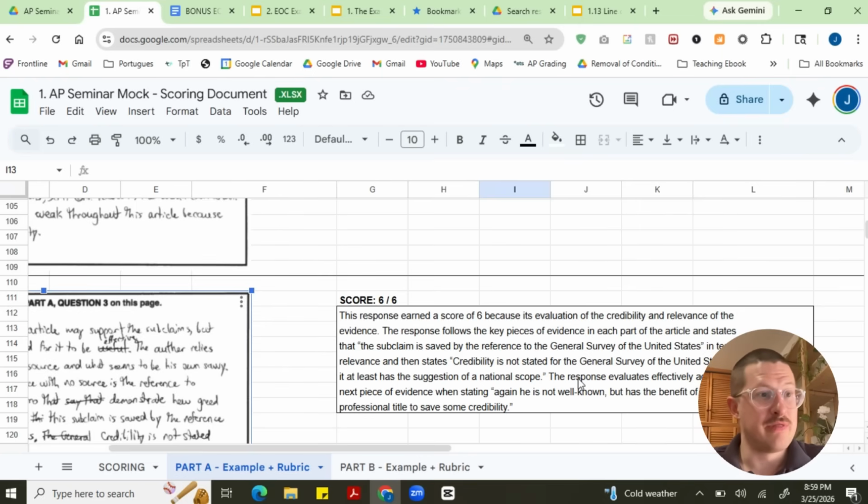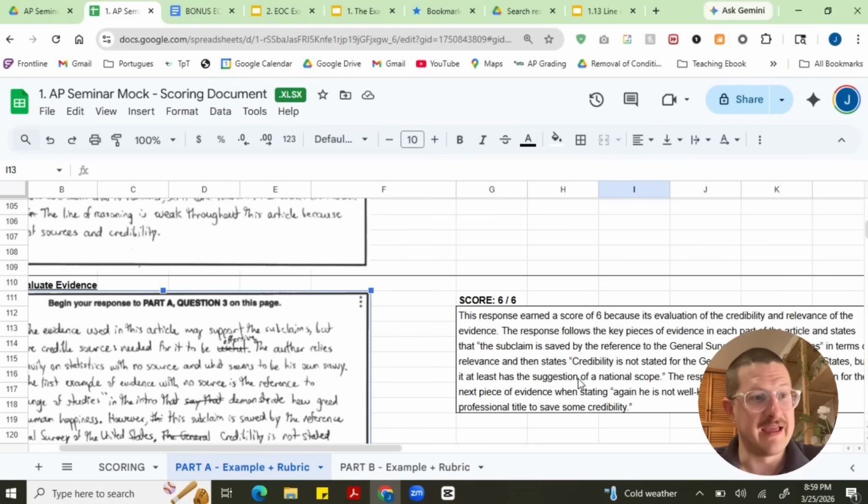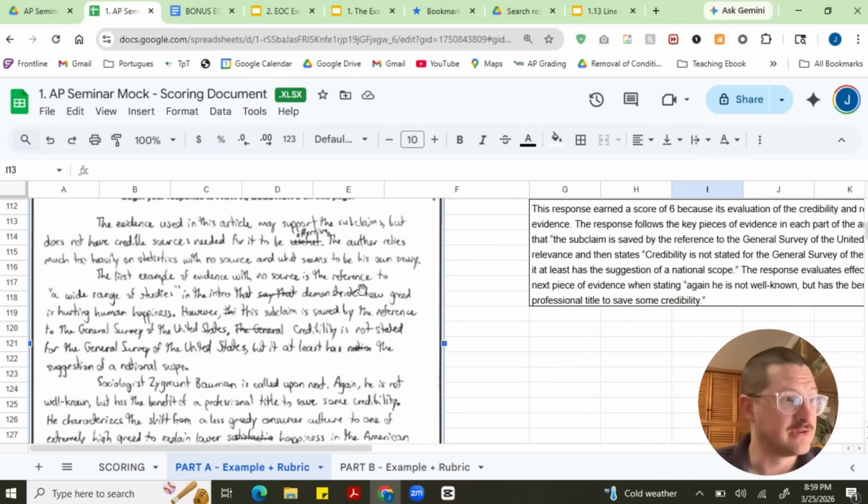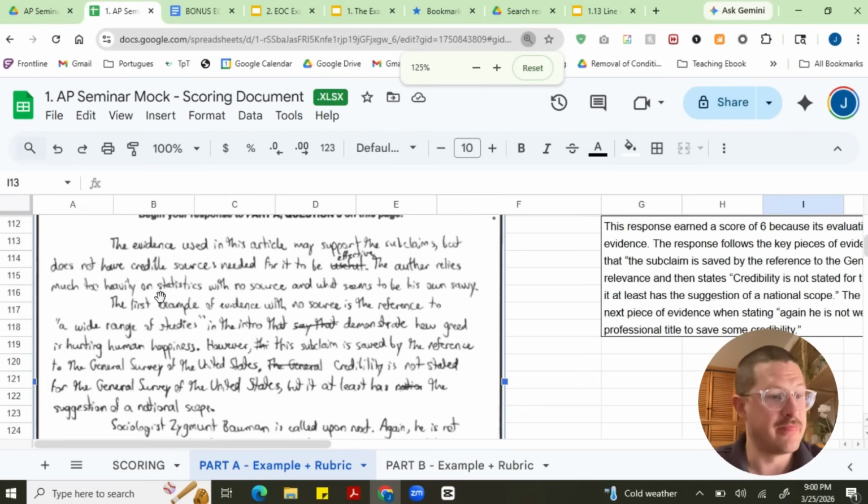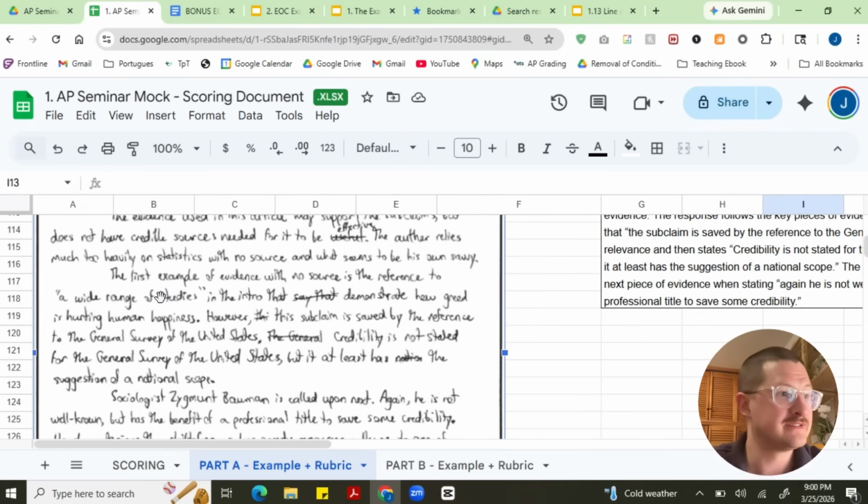talks about the pieces of evidence and it uses those 2 things, credibility and relevance. So let's take a look at one example. The first example of evidence with no source is the reference to a wide range of studies in the intro that determines how greed is hurting happiness. However, this subclaim is saved by the reference to the General Survey of the United States. The credibility is not stated for the General Survey, but at least it has the suggestion of a national scope.